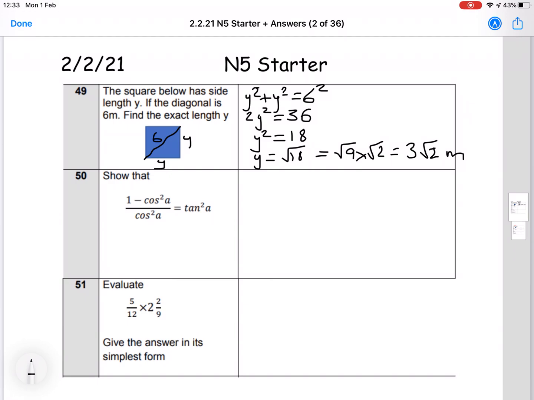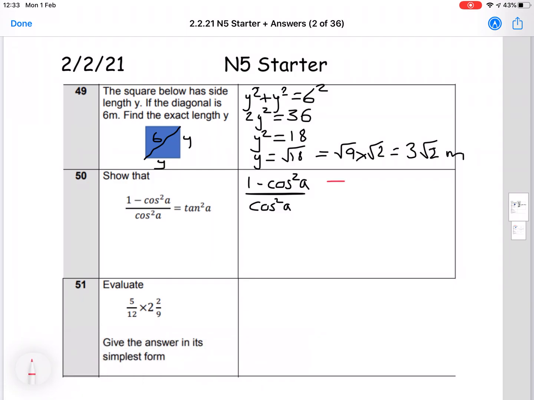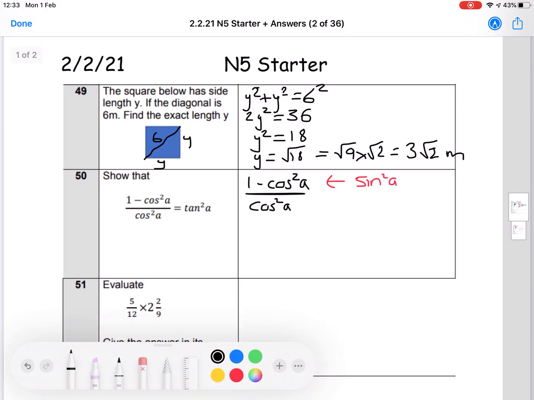Question 50 is a trig identity, so we're showing that 1 minus cos squared a over cos squared a is equal to tan squared a. So I'm just going to write the left hand side out first, so 1 minus cos squared a over cos squared a. Well, the first thing that we would want to do is use our rule for the top line here. We know that 1 minus cos squared a is the same as sine squared a. That's one of our trig rules that we've learned.